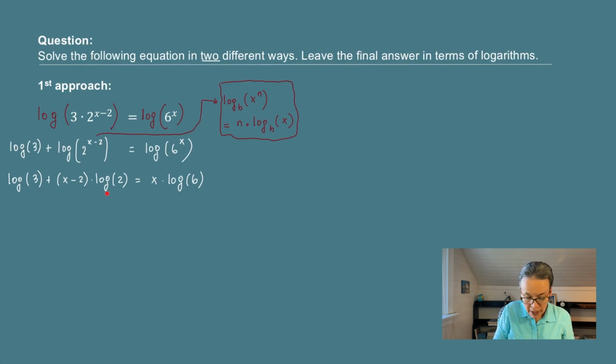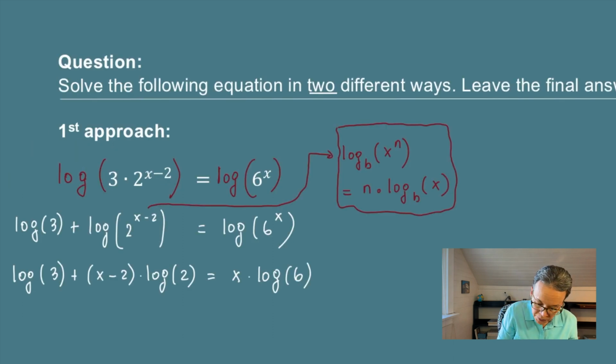Now, remember that log 2 is a real number. There's no variable here, just log 2. If you were to punch this in your calculator, you're going to get a decimal approximation. Same thing with log 6. That's a number. So log 2 and log 6 are like the coefficients right now. And like any coefficient, I can now use distributive property. For example, I can take log 2 and multiply it with 2 and with x. This is precisely distributive property.